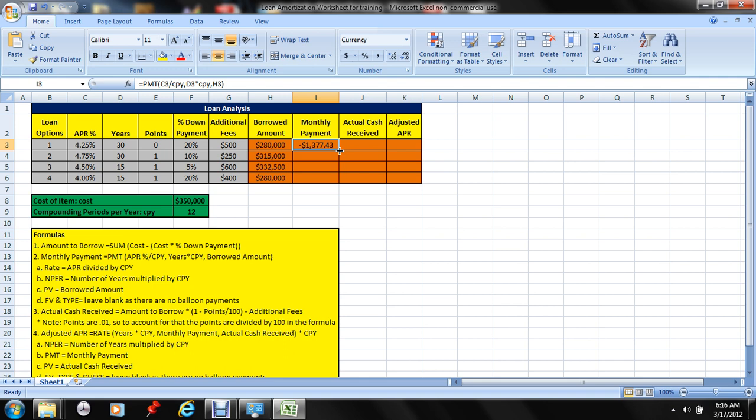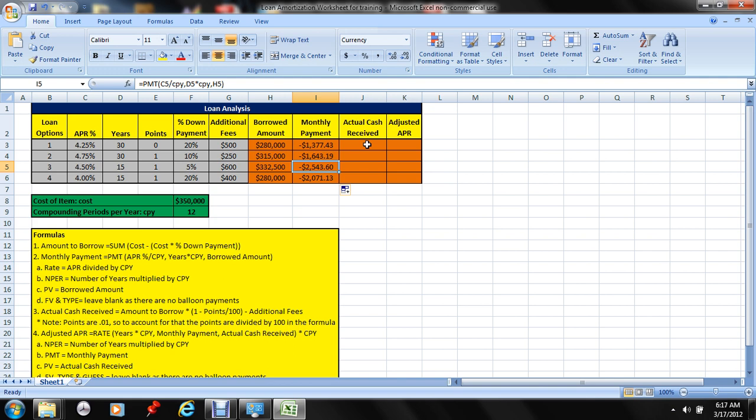Okay, again, to copy these to the remaining 3 loan options, if you see the plus sign, double click. There you go. That's the various monthly payments. Okay, so next I'll build the formula to calculate the actual cash received for loan option 1. And again, apply that formula to the remaining options.